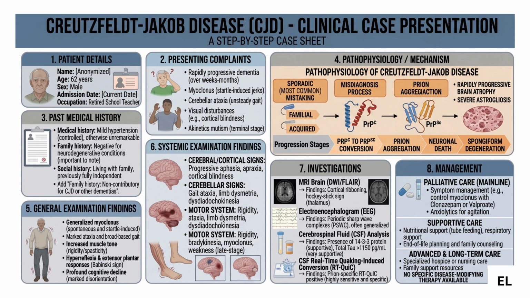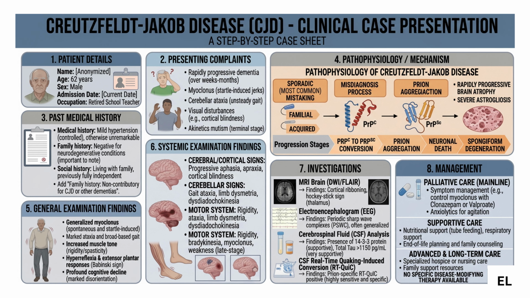of communication ability. Next, we move to Section 6, Systemic Examination Findings. Neurological examination reveals multiple areas of brain dysfunction. In the cerebral cortex, degeneration causes progressive cognitive deficits such as aphasia, which is impairment of language, apraxia, which is difficulty performing learned motor tasks, and cortical blindness, where visual perception is impaired despite normal eye structures.